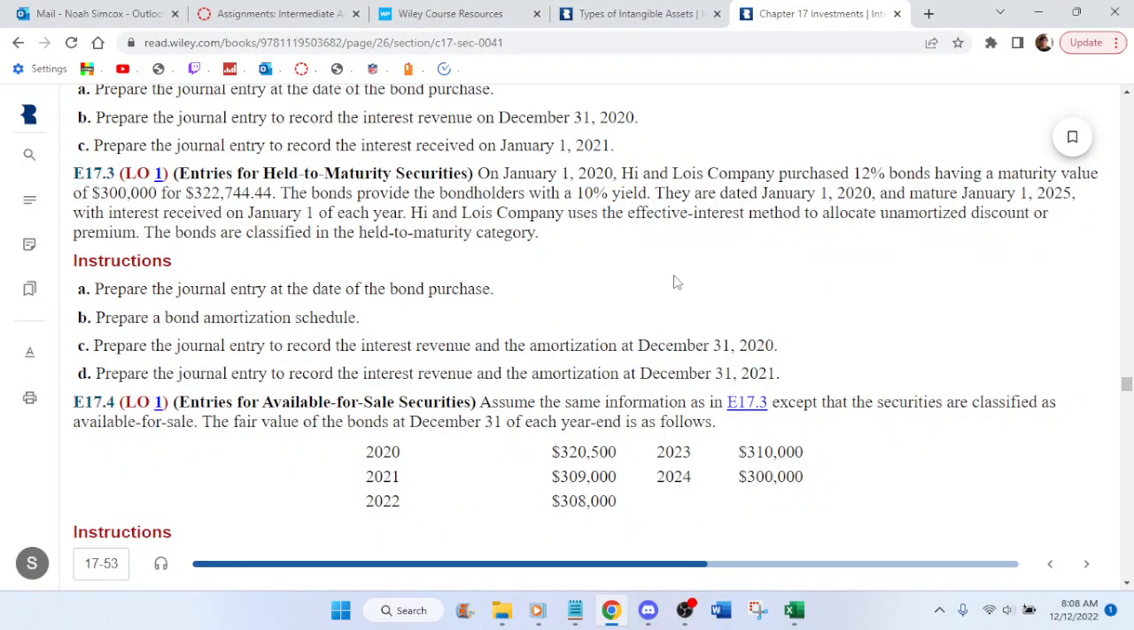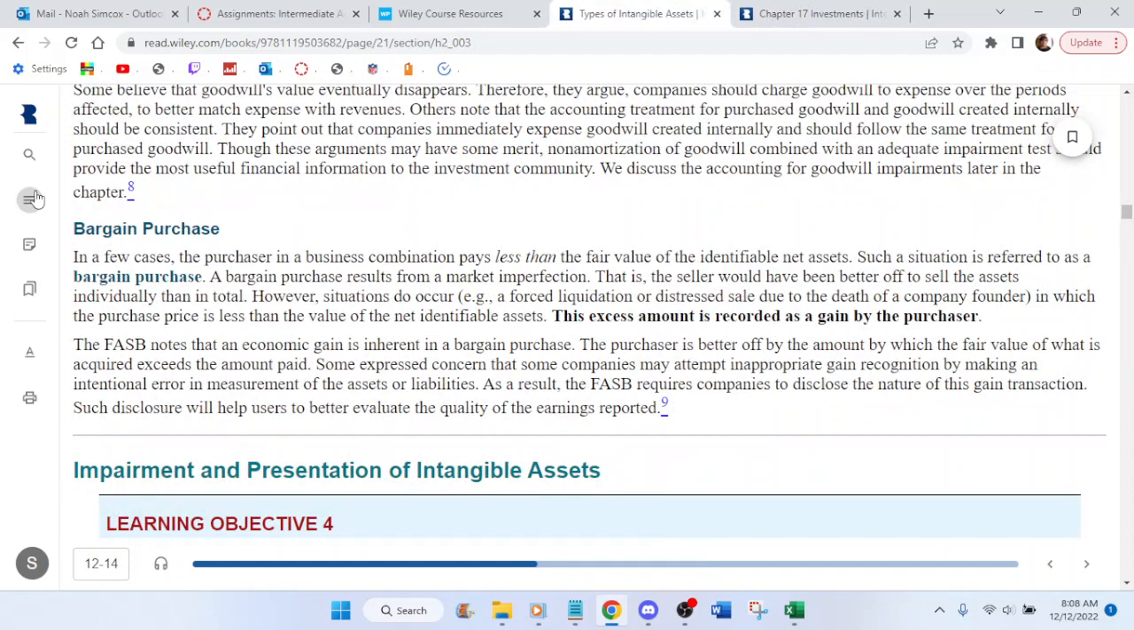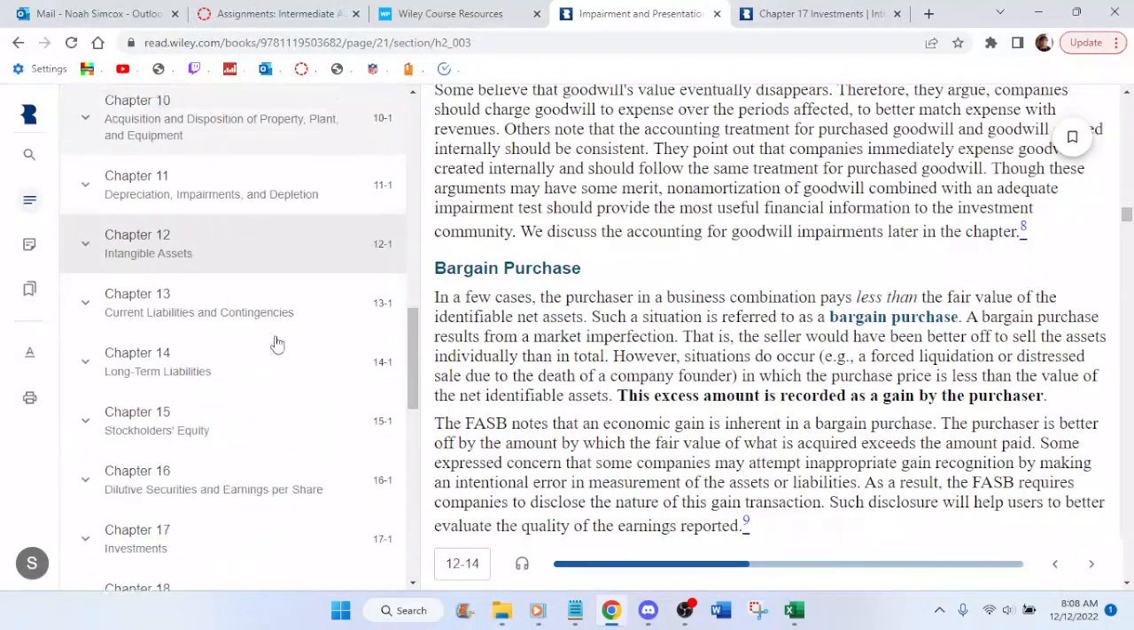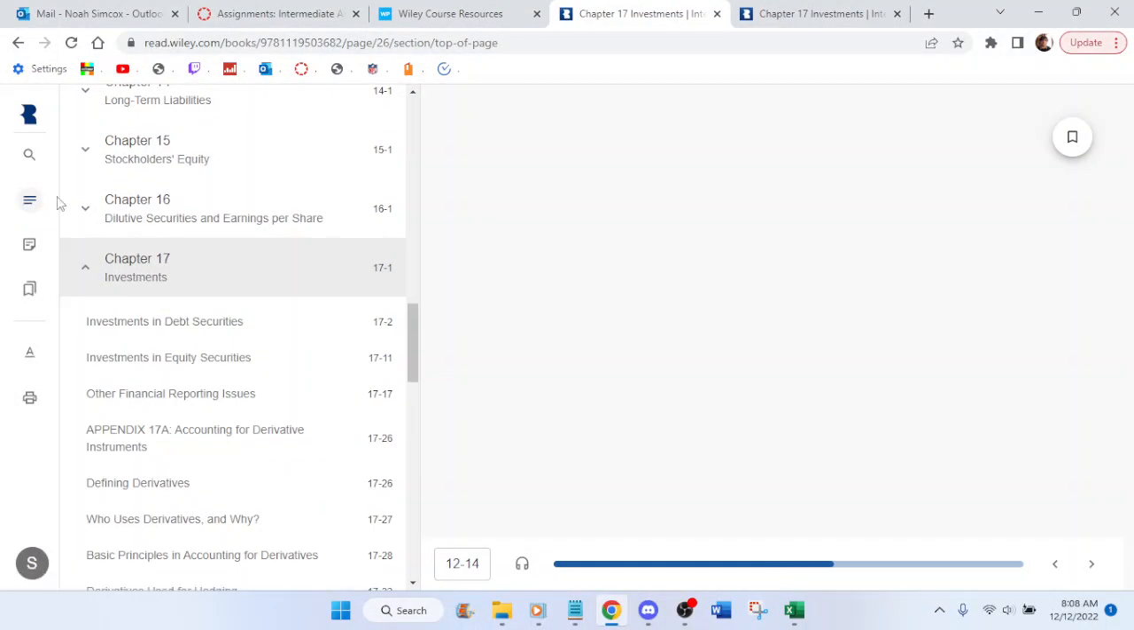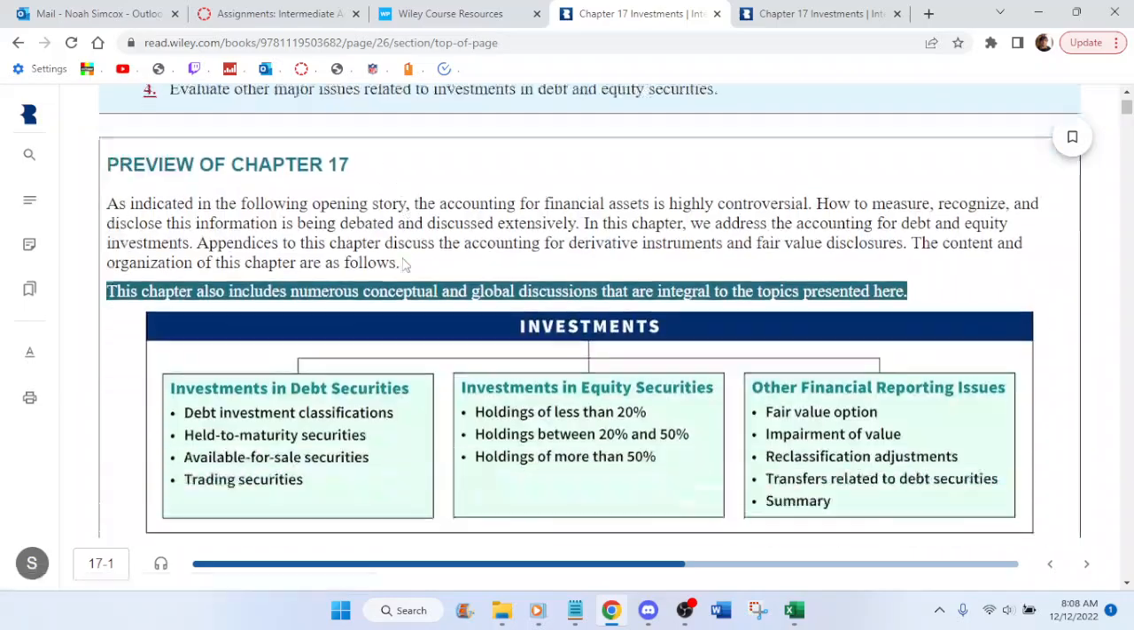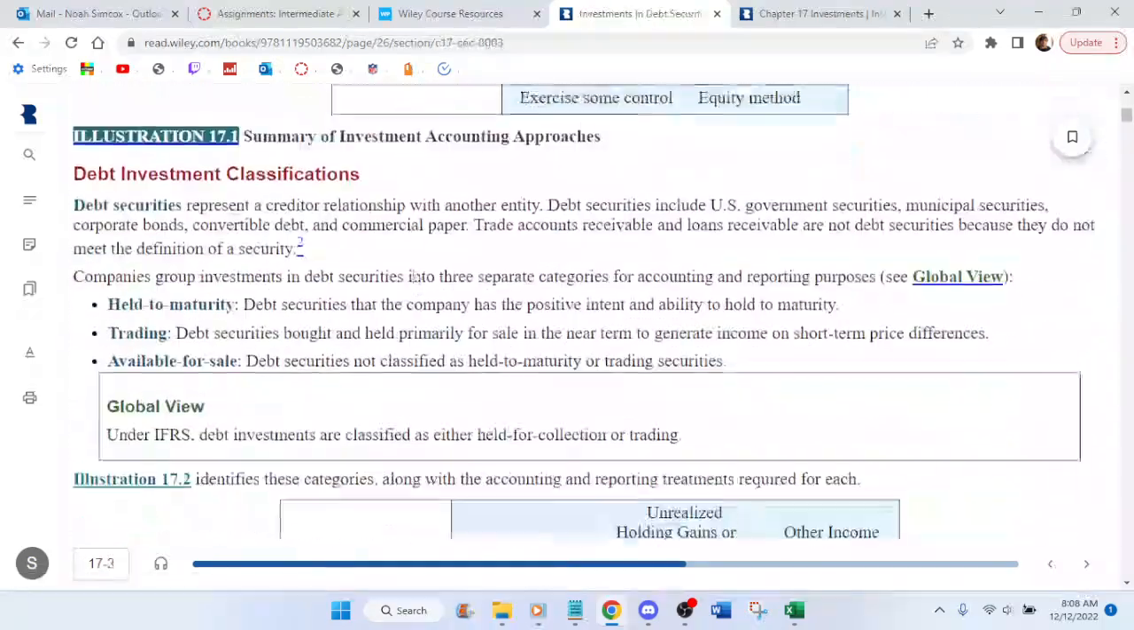Oh, man. I have to figure out what's the difference between held to maturity securities. There's all these different types of stuff. Darn it, I need to look at these summaries for some stuff here.